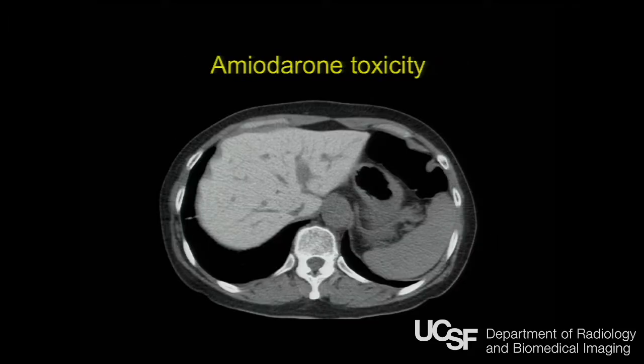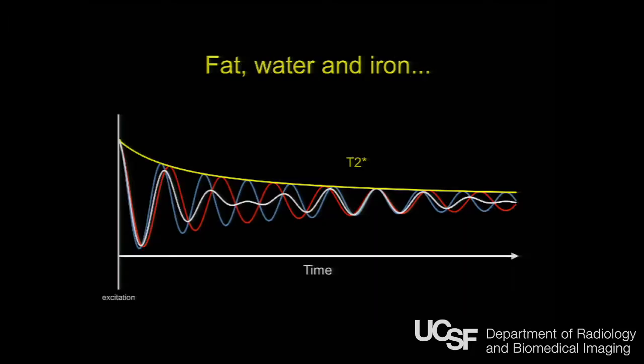So here's an example of a patient with a dense liver. This case happens to be amiodarone toxicity. His liver measured 150 Hounsfield units, obviously very abnormal. Anything above 100 should make you consider one of these diagnoses.